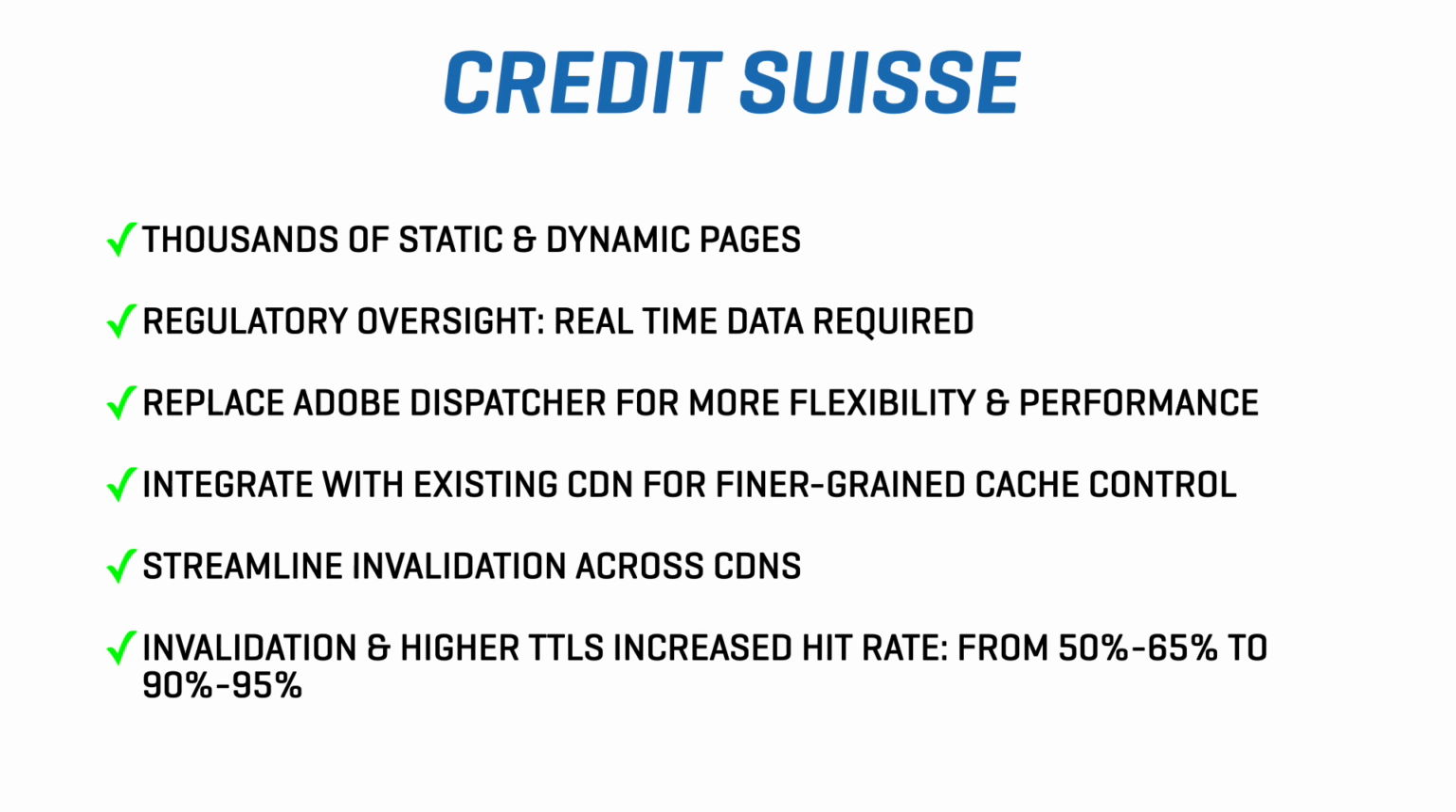They wanted to integrate Varnish into their existing CDN and use us for finer-grained cache control, and also to streamline cache invalidations across the multiple CDNs, which we can. And through the use of Varnish and efficient invalidations and setting higher TTLs, they increased the hit rate from in between 50 and 65% to between 90 and 95%.